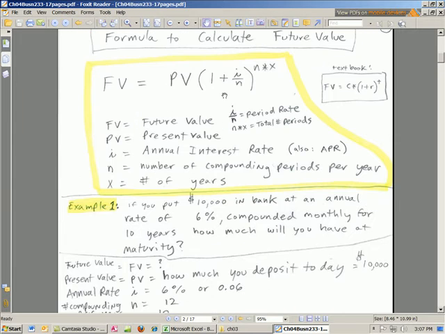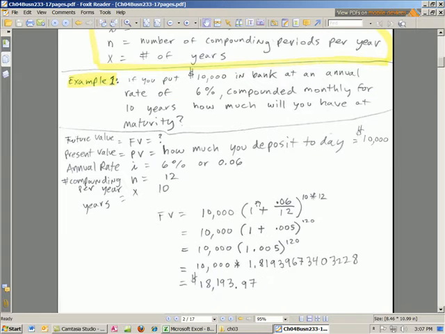All we have to do is take our formula and plug the numbers in. There's the present value, there's the annual rate, number of compounding periods, and years. And then if you're doing it by hand, we follow the order of operations. Do that, then add that together, and then do the exponent, and then you get your amount. Hey, that's pretty good, right? So I put $10,000 in. I did have to wait 10 years, but I get 18,000.